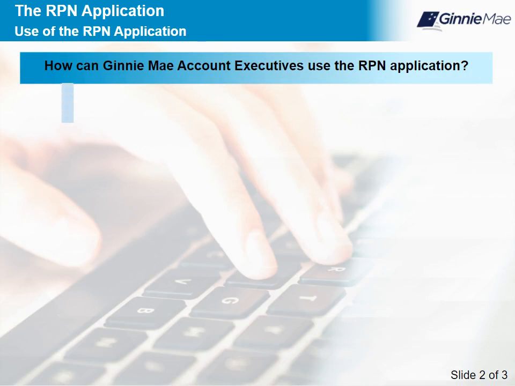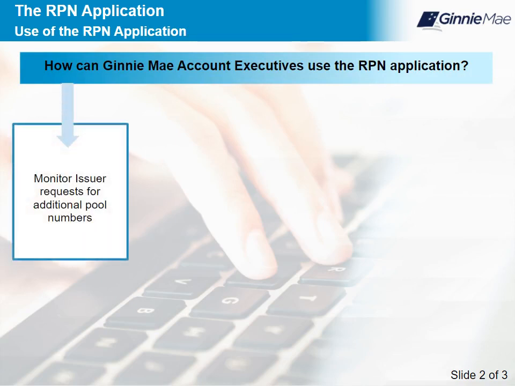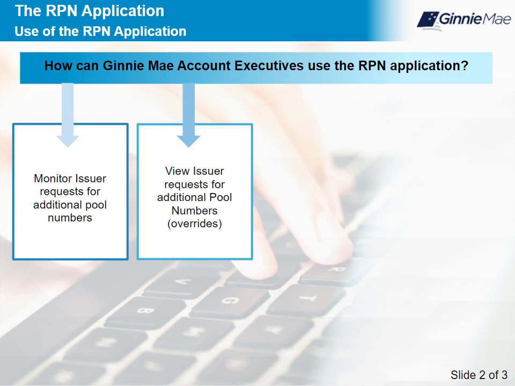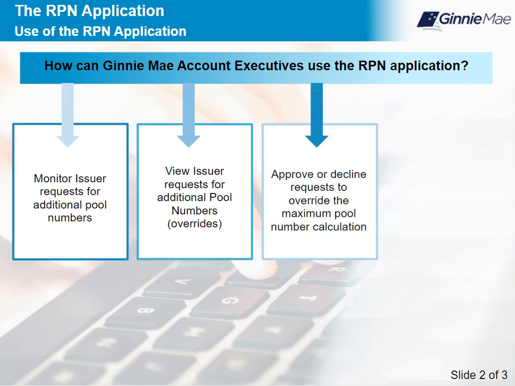How can Ginnie Mae account executives use the RPN application? Account executives use the RPN application to monitor issuer requests for additional pool numbers, better enabling them to establish specific thresholds, quantity limits for each issuer. They also view issuer requests for additional pool numbers, that is, overrides, and approve or decline requests to override the maximum pool number calculation. Finally, account executives can request and view reports.